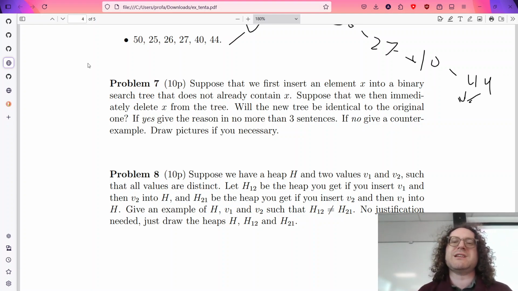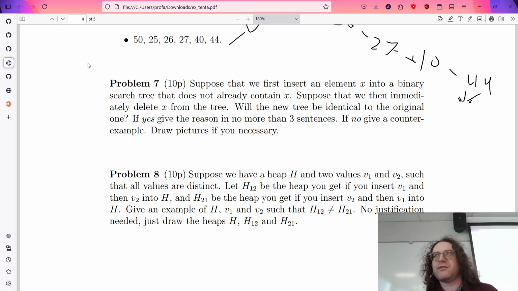If yes, give the reason in no more than 3 sentences. If no, give a counterexample. Draw pictures if you deem necessary. But why is this? This one's good because drawing pictures is always useful. And again, it's one of those ambiguous questions.